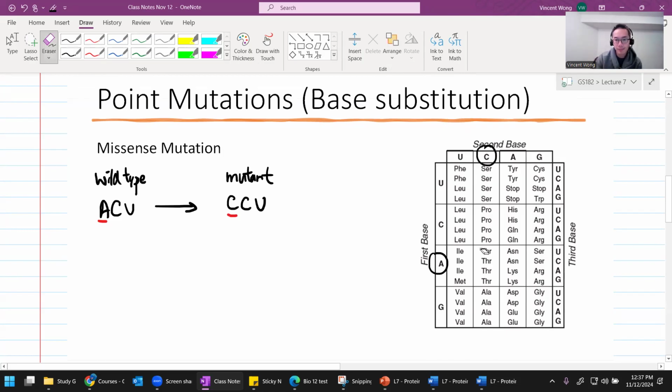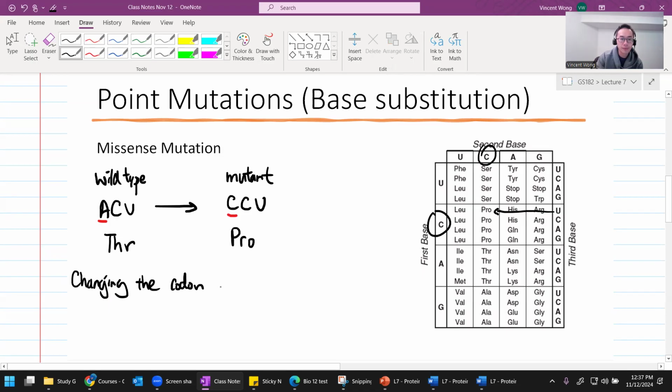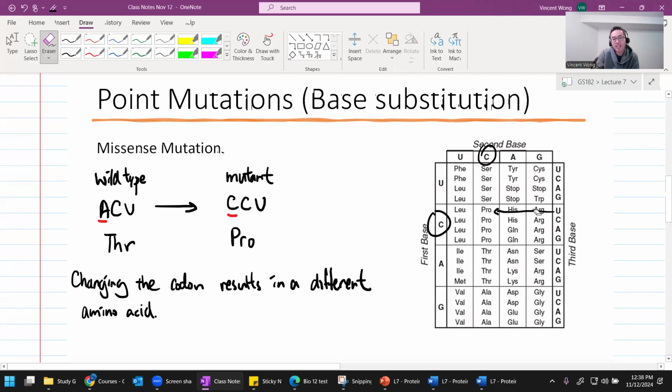So ACU is THR. And then afterwards, CCU is PRO, right? So in this case, changing the codon results in a different amino acid, right? This is called missense mutation. It's a mistake, basically. Missense mutation.